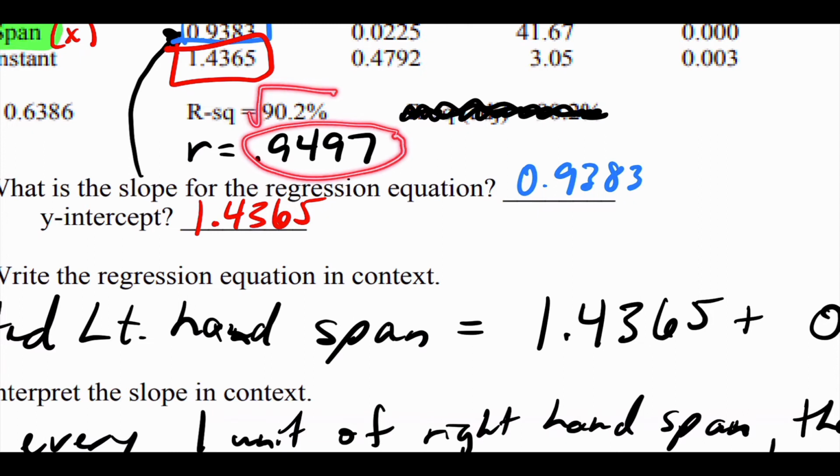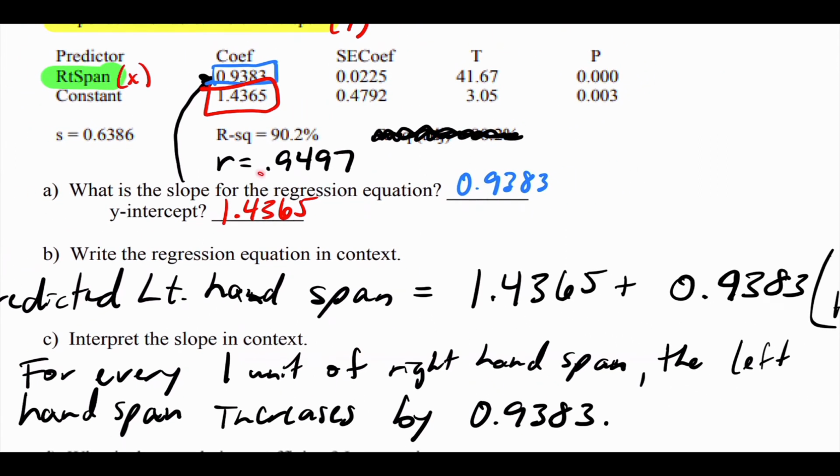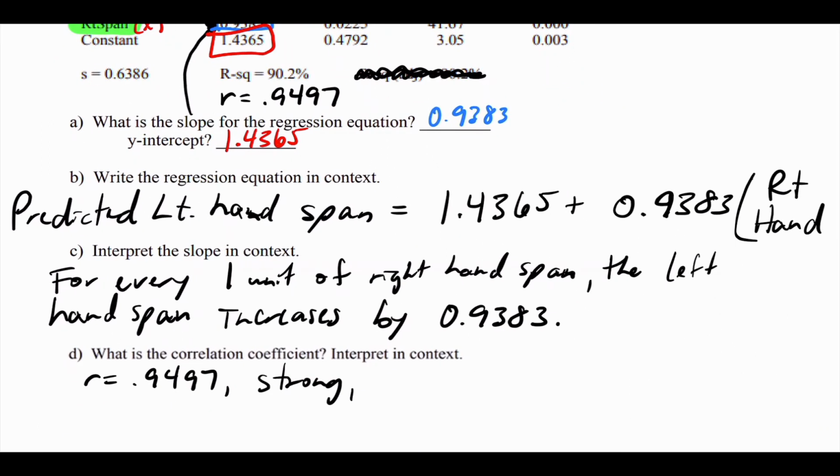So what's another way to tell if this guy's going to be positive or negative? The slope, yeah. If the slope is positive, that means the data is moving up. If the slope is negative, that means the data is moving down. The slope was positive, so that verifies that R is positive as well.